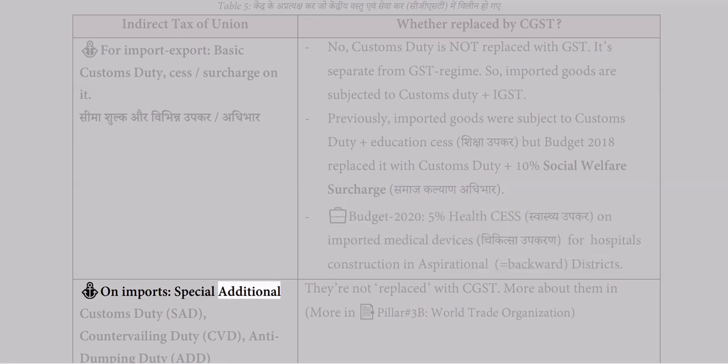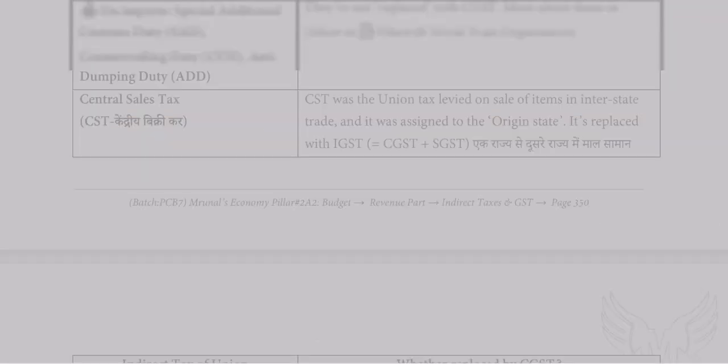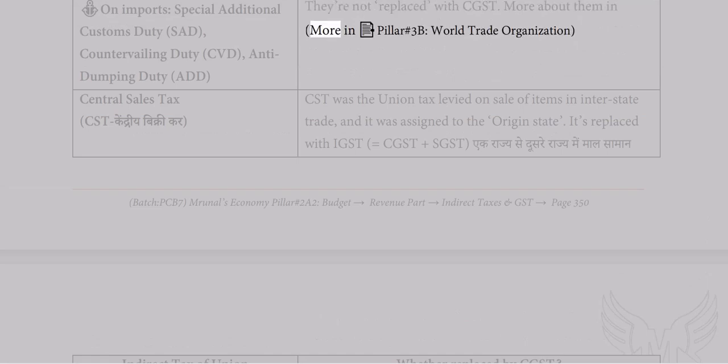On imports, there are also special additional customs duty (SAD), countervailing duty (CVD), and anti-dumping duty (ADD). They are not replaced with CGST. More about them in Pillar #3B, World Trade Organization.